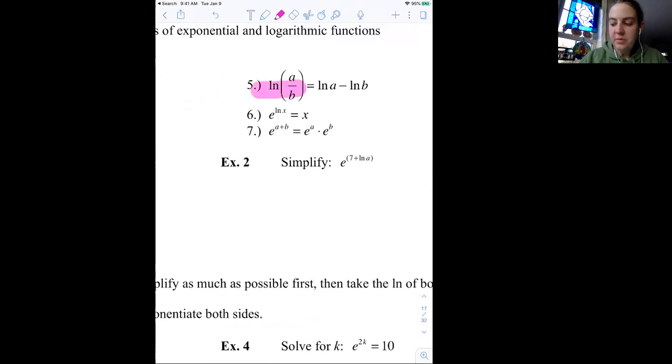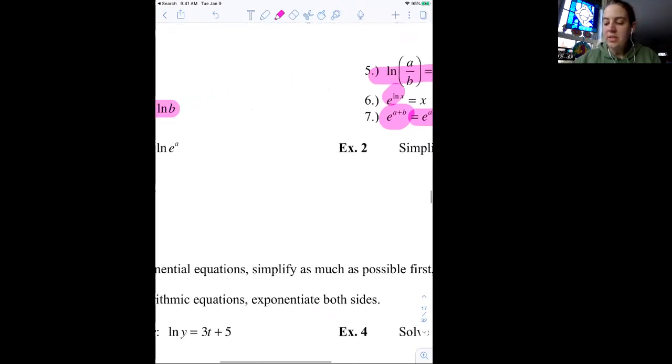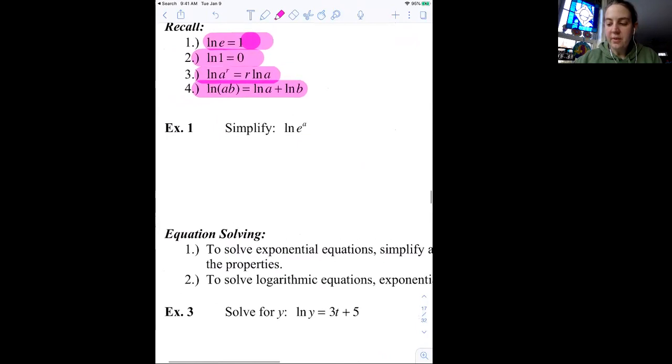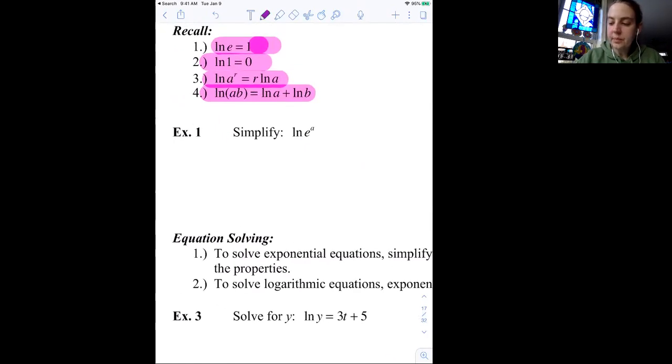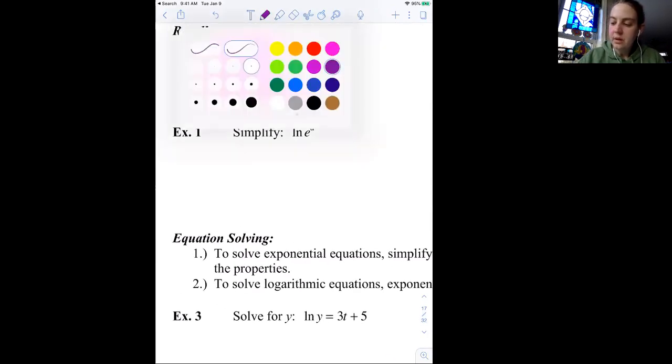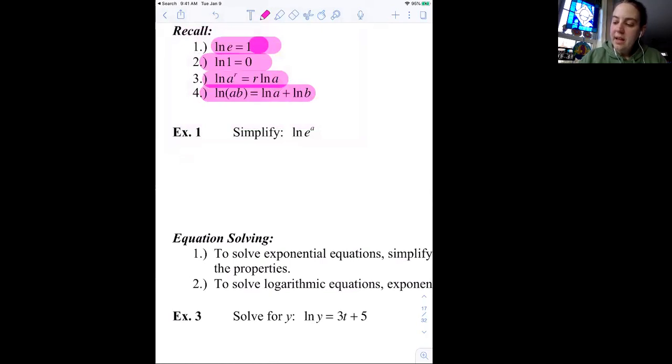Division really becomes subtraction. Remember, e to the natural log of x, that e and that natural log cancel out, and you're just left with x. And this one, e to the a plus b, is really e to the a times e to the b. So the two on the top, no calculus involved, just a little bit of a reminder. This a can move to the front, so it's a natural log of e. Remember, this natural log of e is 1, so it's really a times 1, which is a.